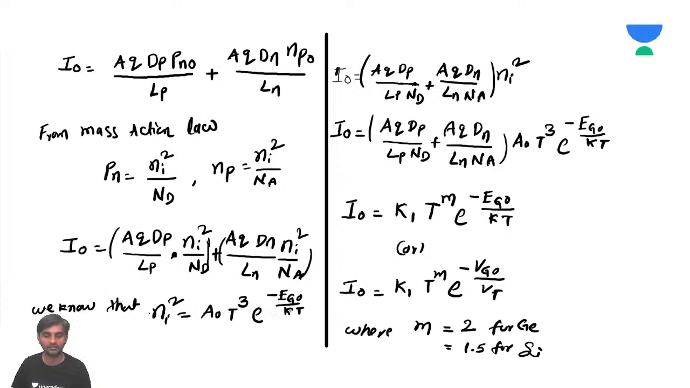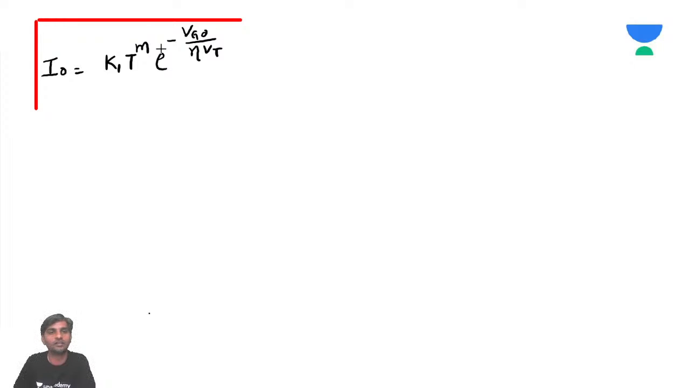By again considering generation and recombination, I naught is equal to k1, that is constant k1, into T power m, I have already said what m is, e power minus Vg naught by eta VT. This is a very important expression for reverse saturation current, where k1 is constant, m is the value we have written, and Vg naught, eta VT. So you should also know what eta is. What is Vg naught?